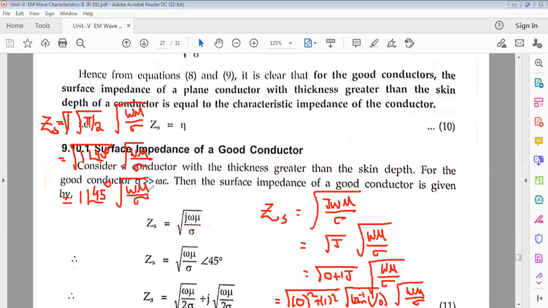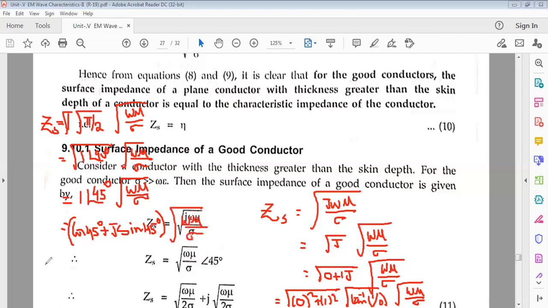Okay, my dear friends. We got Zs is equal to under root of omega mu by sigma with angle 45 degrees. The angle 45 degrees you get as under root of j only. So what is the angle 45 degrees? Means cos 45 degrees plus j into sine 45 degrees. The one with an angle 45 degrees is the polar form, and cos 45 plus j sine 45 is the rectangular form, multiplied with the under root of omega mu by the sigma.